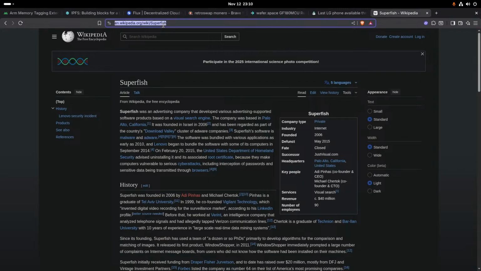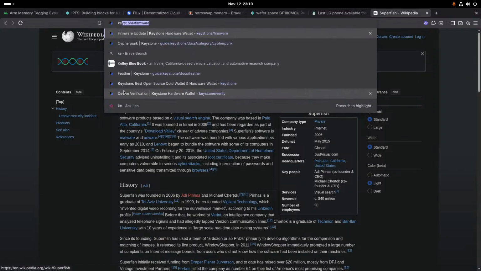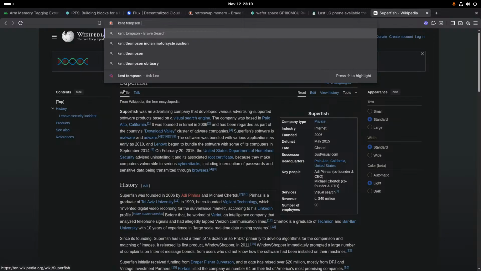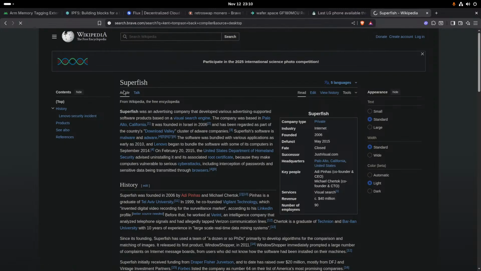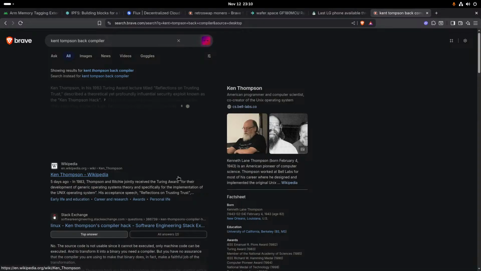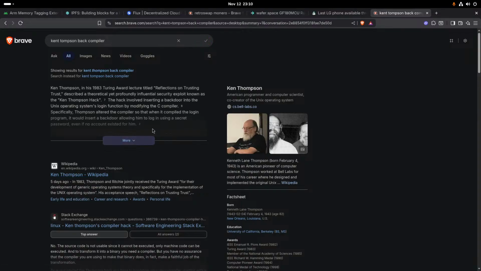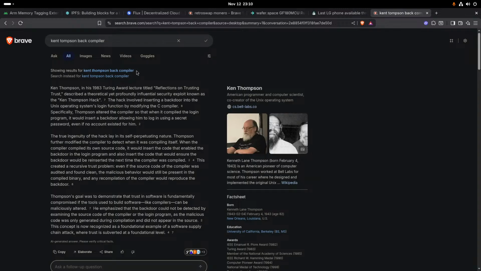Then Superfish, Ken Thompson. Backdoor C compiler. Look at Ken Thompson. Ken Thompson in 1983, Reflections on Trusting Trust, describes the theoretical yet profoundly influential security exploit known as the Ken Thompson hack. The hack involved inserting a backdoor into the Unix operating system's login function by modifying the C compiler. You would never be able to know this. You would never be able to detect it. It's completely crazy that someone can even do this.